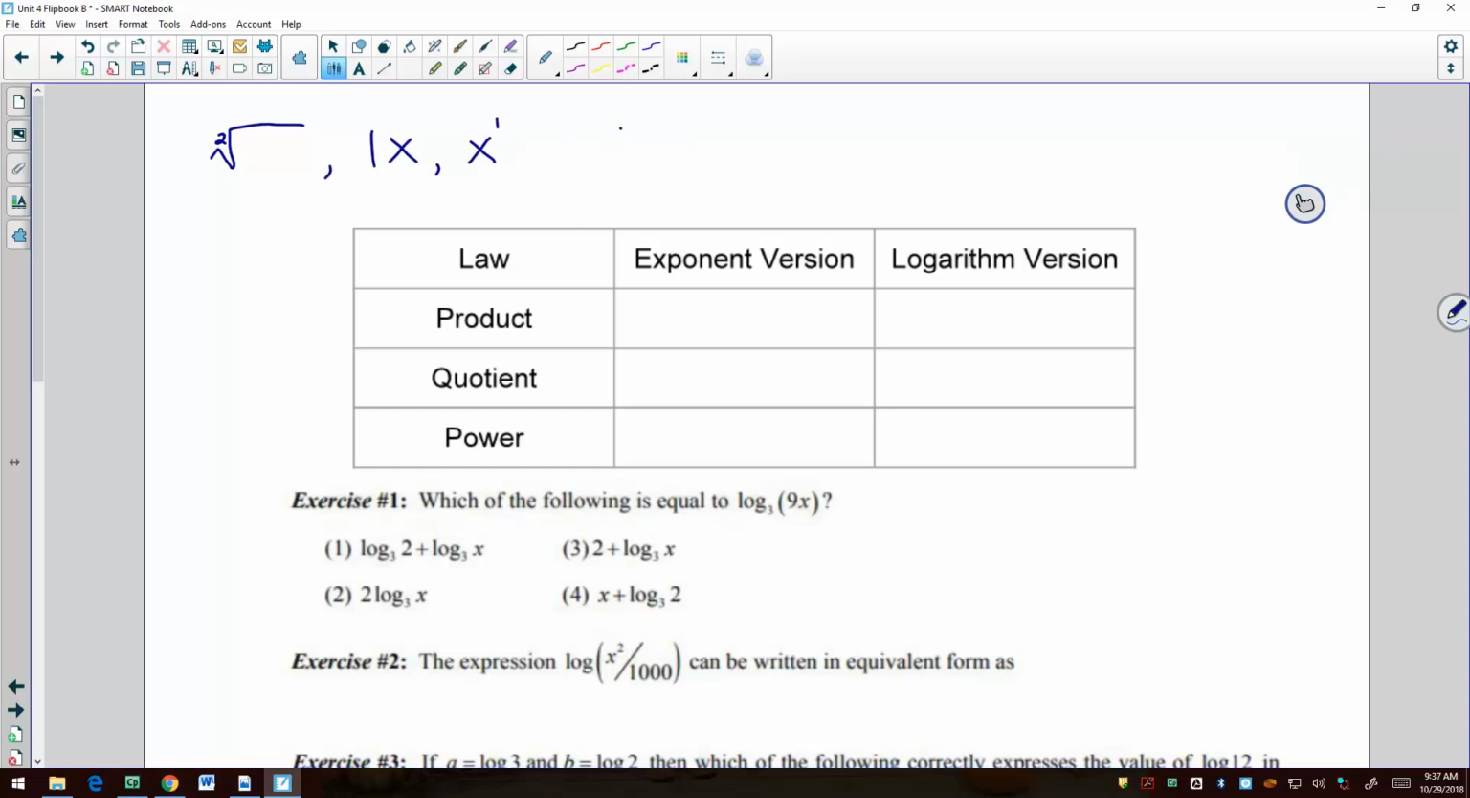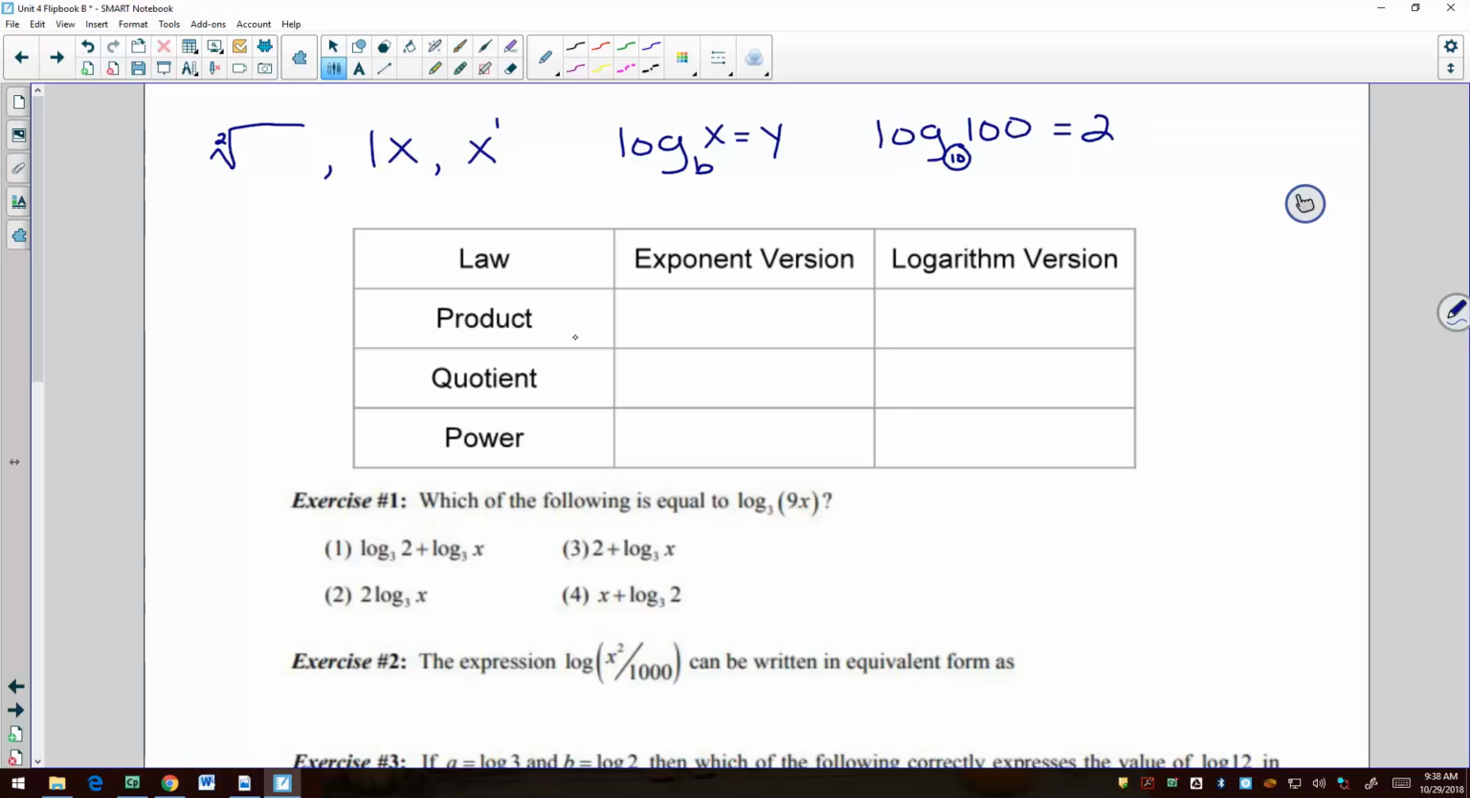Well, for logs, if there is no number in the base position, remember this is the general form of what a log looks like. If there is no number down in the base, like if it just says the log of 100, that imaginary base is 10. Okay, so if there is no base there, there's an imaginary 10. And remember, to do logs, it's always the base to what power equals this number next to the log. So the answer to this would be 2, because 10 squared is 100.